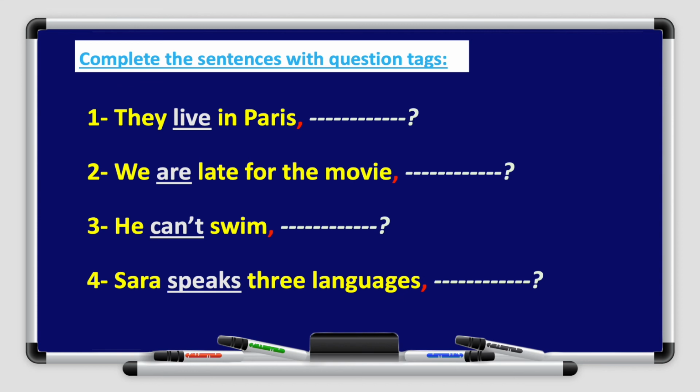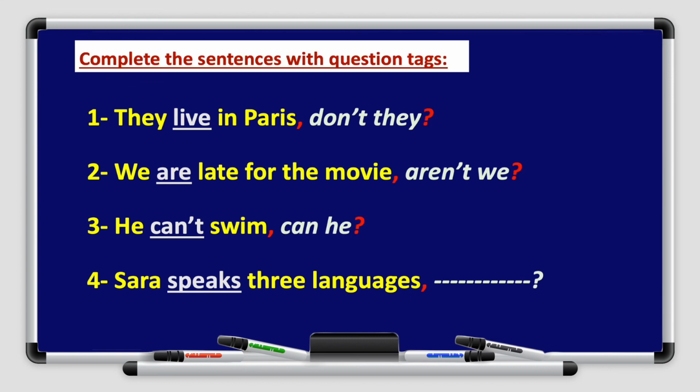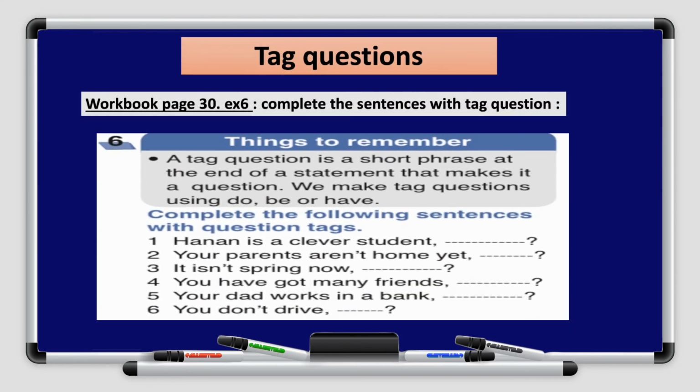Let's check your answers. Number 1, good job. They live in Paris, don't they? We are late for the movie, aren't we? He cannot swim, can he? He speaks 3 languages, doesn't he? I have more exercises for you from your workbook, page 30, exercise 6. You will complete the sentences with tag questions. You will do the same. Check the sentence if it is positive and check the helping word.